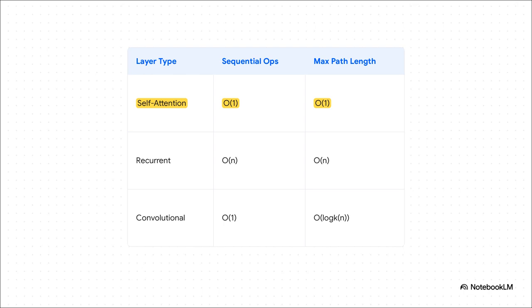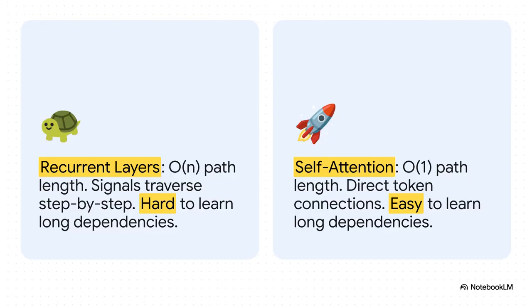The second column, maximum path length, is where self-attention really shines. Maximum path length is basically the distance information has to travel between any two words in the sequence. In an RNN, for the first word to influence the last word, its signal has to pass through every single word in between. That long journey makes it incredibly hard to learn long-range connections. But with self-attention, the path length is O of 1. Every word has a direct, one-step connection to every other word. This makes learning those long-distance relationships, which is key to understanding language, trivial by comparison.